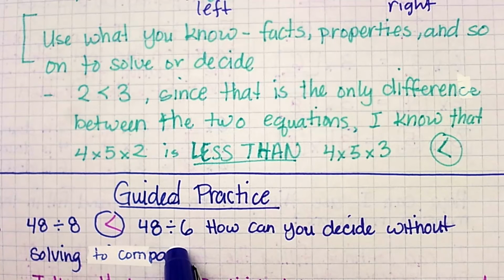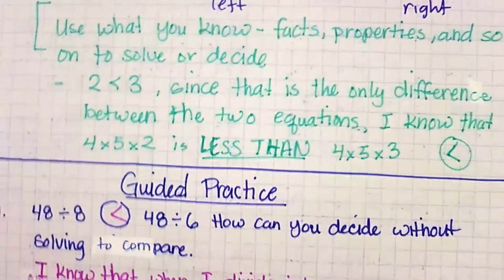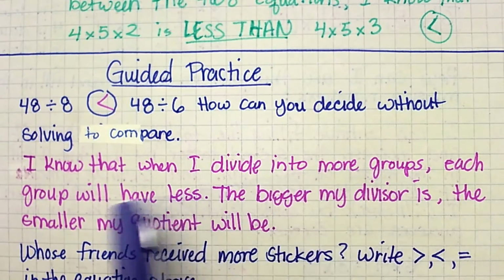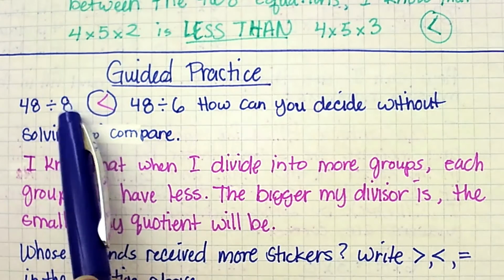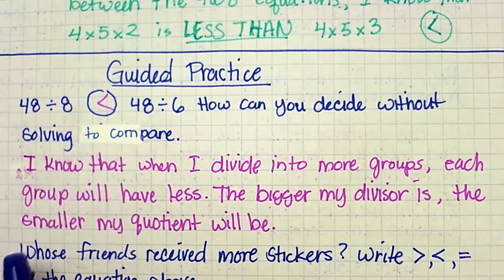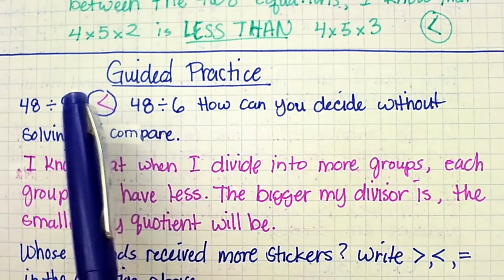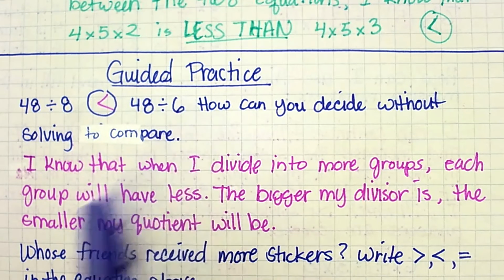The group that's going to have more is when there are fewer groups, because you're able to give more to each one of those groups. But the more groups you have, the less you can put into each group. So I know that when I divide into more groups, each group will have less. The bigger my divisor is, the smaller my quotient will be. So since 8 is greater than 6, my answer over here is going to be less than my answer over here.